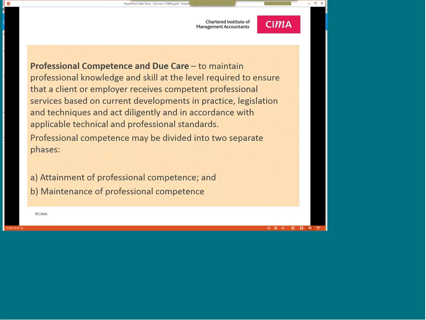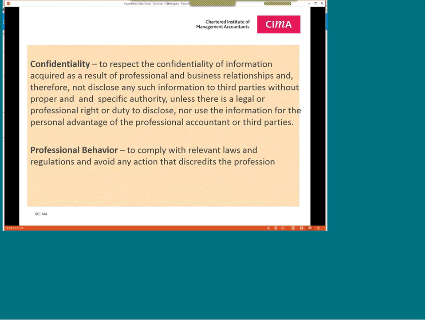Next principle is confidentiality. Of course, as a management accountant, you will come across a lot of information about the business, employees, or different stakeholders that is confidential. So you need to make sure that you are not disclosing such information to third parties without proper and specific authority, unless there is a legal or professional action against the business, or you have a duty to disclose for a specific reason, let's say court proceedings and things like that. So unless you have a particular reason, you shouldn't be disclosing any confidential information.